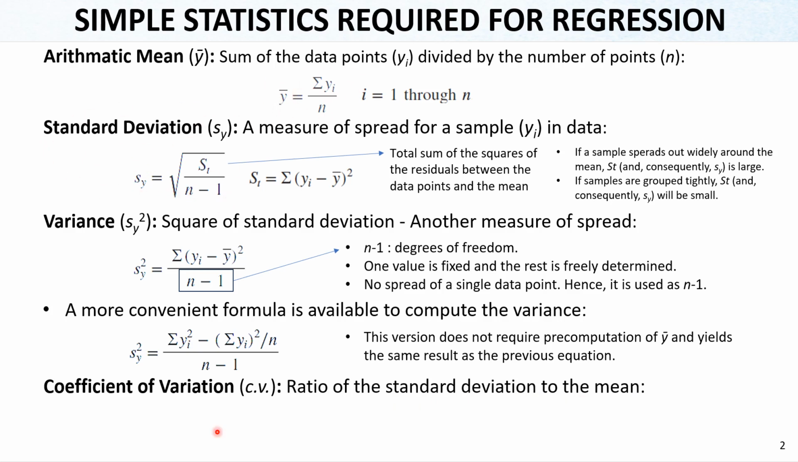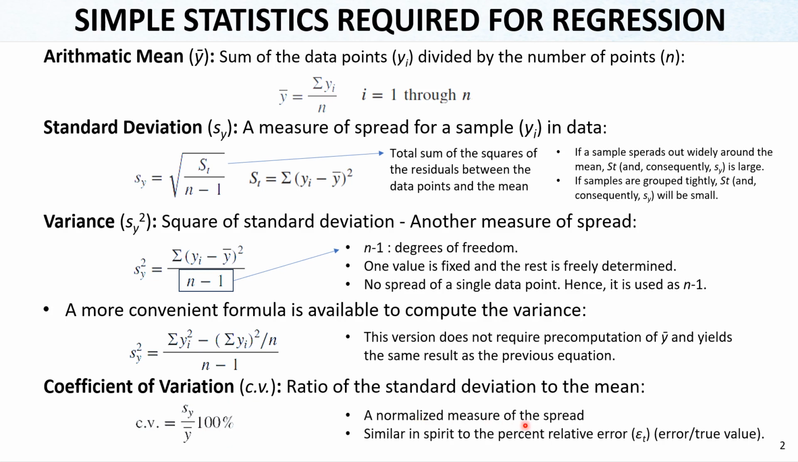It's basically kind of an error metric. And we also multiply it by 100 to get a percentage, to be able to have a normalized measure of the spread. It has a similar spirit to the percentage relative error. We learned about this: error divided by true value. So this is the error, this is the true value we can think of. The standard deviation divided by the mean is the coefficient of variation. And the change from it in terms of percentage will show us a variation coefficient.